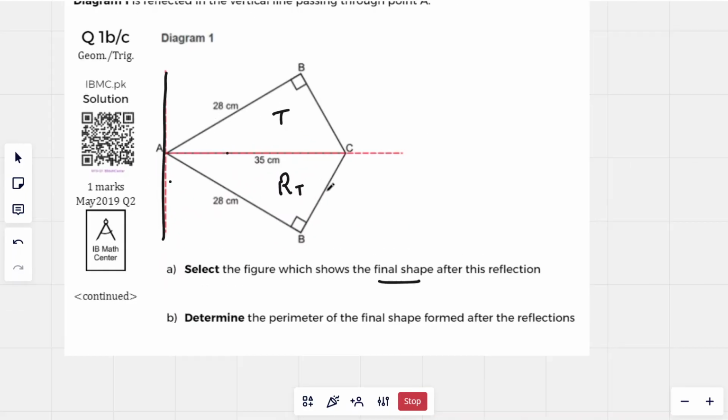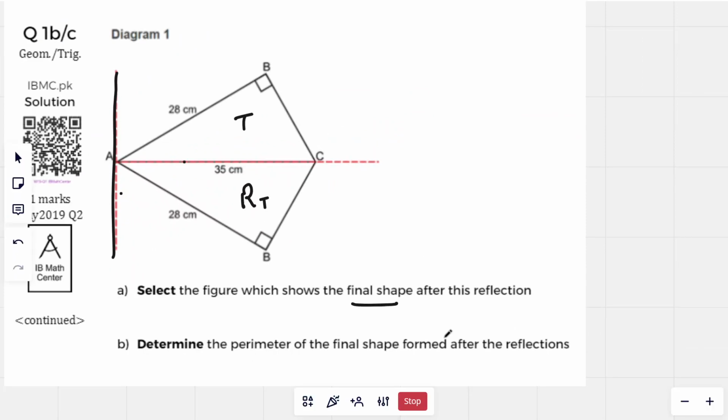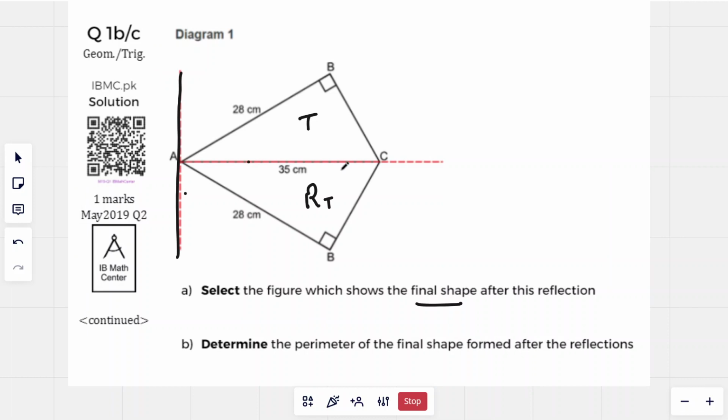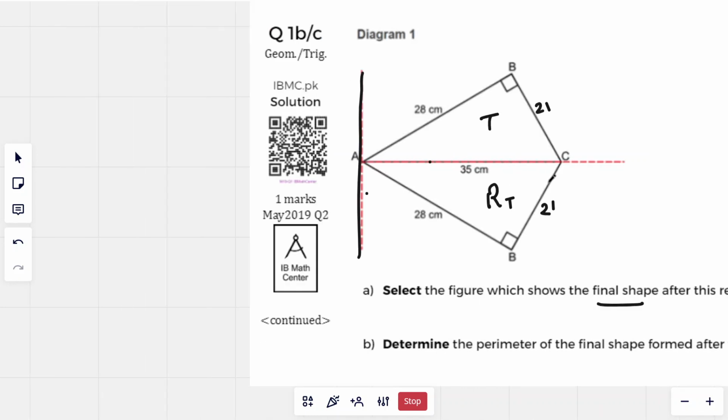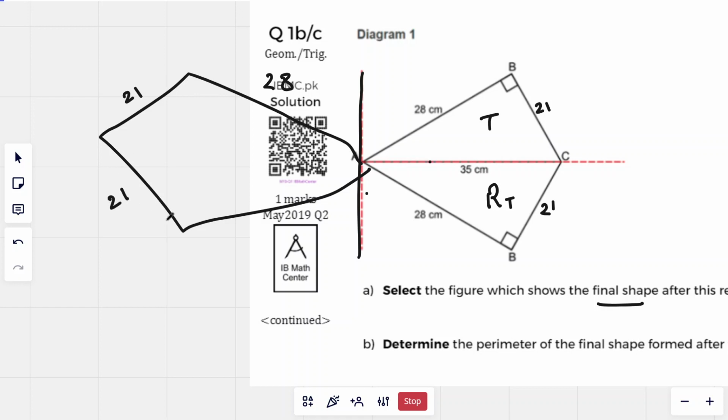So let us see what the next part is asking us to do. The task at hand is to determine the perimeter of the final shape. Because this is a continuation of the previous question, and in the previous question we found the value of BC was 21 centimeters, and with reflection along the x-axis, it would also be 21 centimeters. And when we reflect it along the y-axis, we get a shape like this. Pardon me for my bad drawing here. So this would still be 28, this would be 21, this part of the wing would still be 21, and the lower part would be 28.